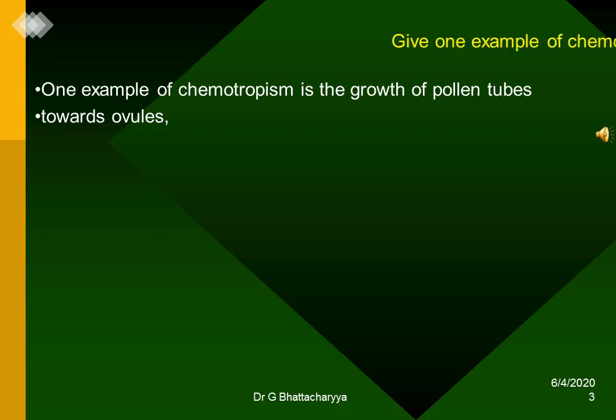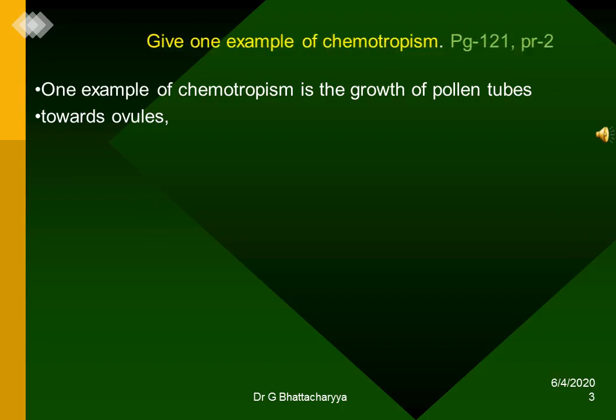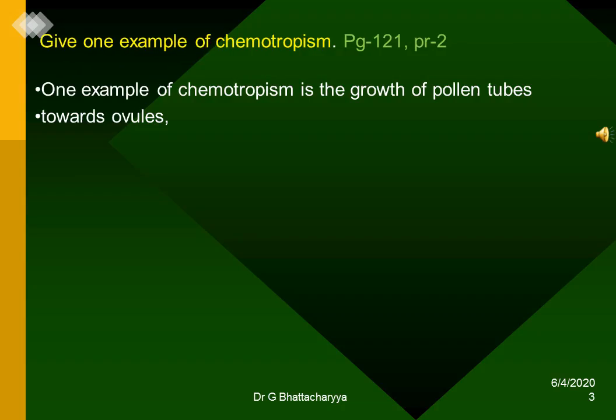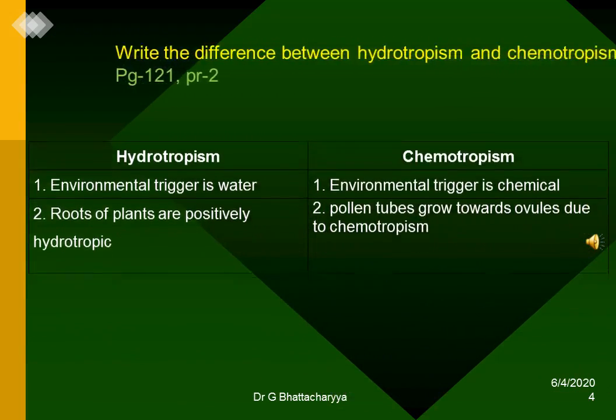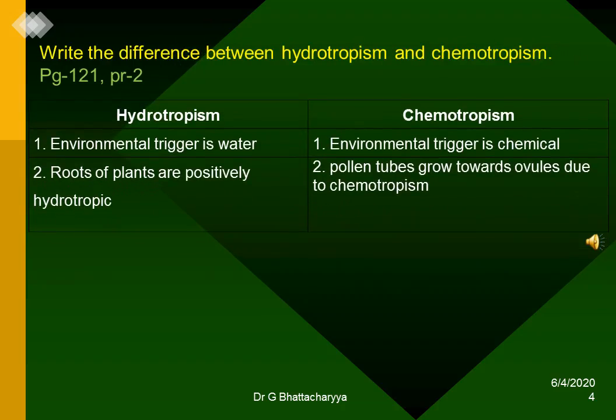Give one example of chemotropism. One example of chemotropism is the growth of pollen tubes towards ovules. Write the difference between hydrotropism and chemotropism.